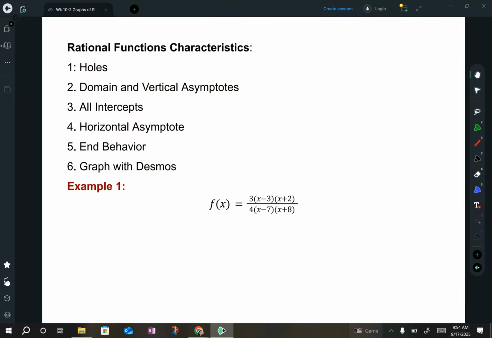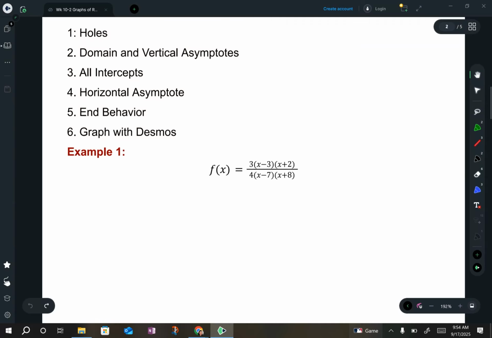All right, so let's look at this first example. The first thing we're going to check for is holes. And remember, holes occur where the denominator and the numerator both equal 0. So let's check the factors. The numerator has factors of x minus 3 and x plus 2, and the denominator has factors of x minus 7 and x plus 8. So there are no repeated factors, so there's not going to be a place where the numerator and the denominator both equal 0. So the first thing we can write down is no holes in this one. No holes.